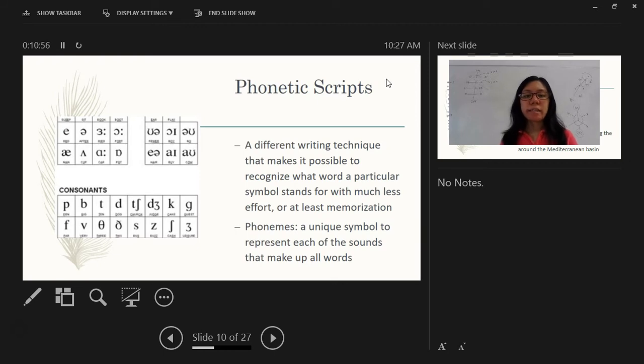So to make it easier, they made the phonetic scripts. It is a different writing technique that makes it possible to recognize what word a particular symbol stands for with much less effort, or at least memorization. And they created the phonemes, such as in the picture, which is a unique symbol to represent each of the sounds that make up all words. We can see symbols like in the picture usually in an English dictionary when we search for particular words. Beside the words we see the phonemes, and they help us know how the word is supposed to be read.